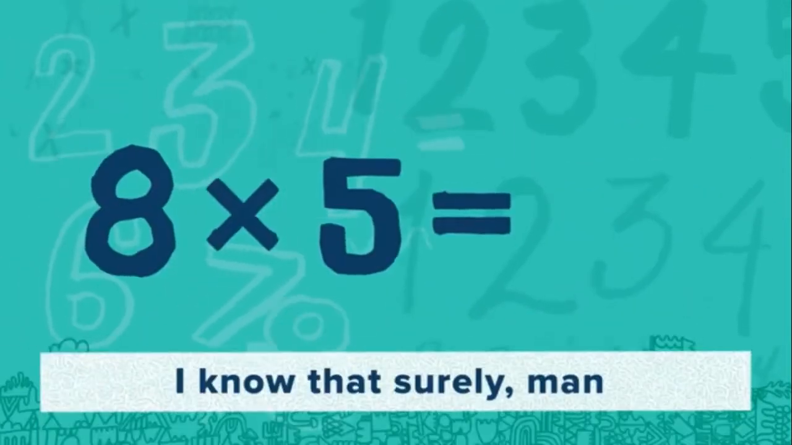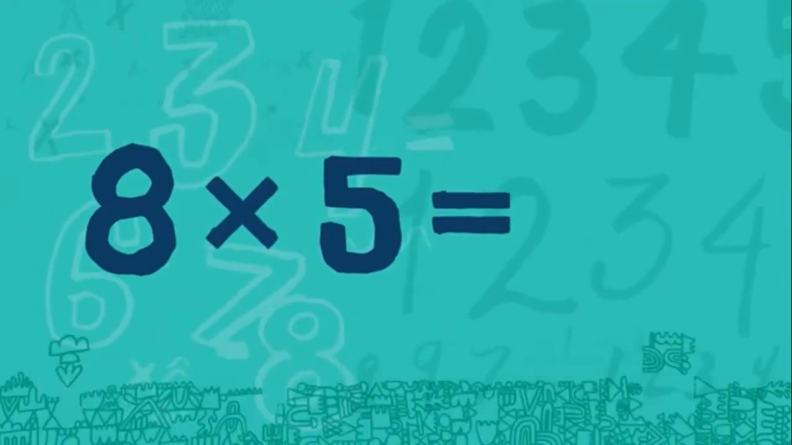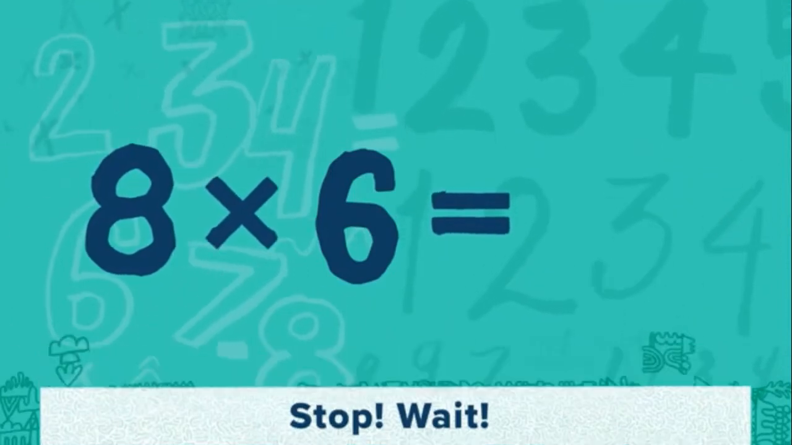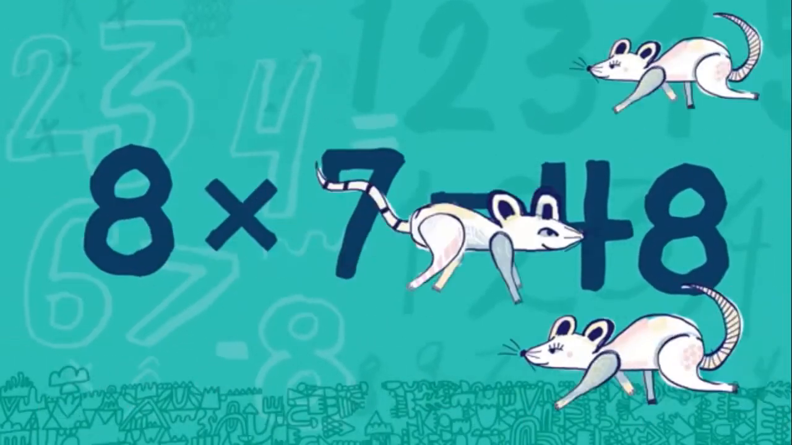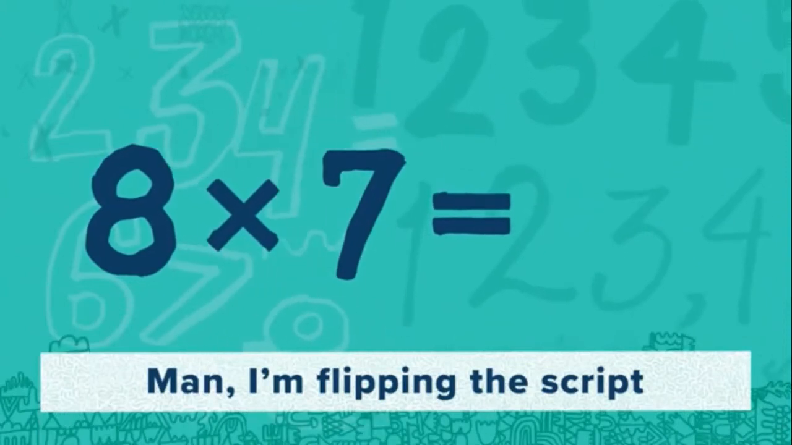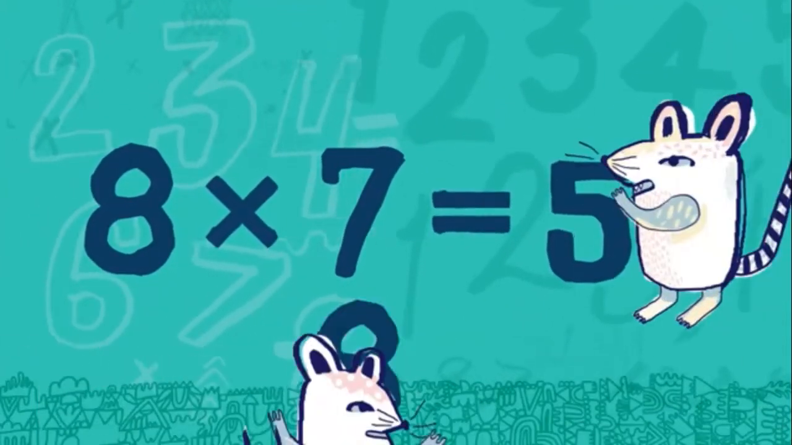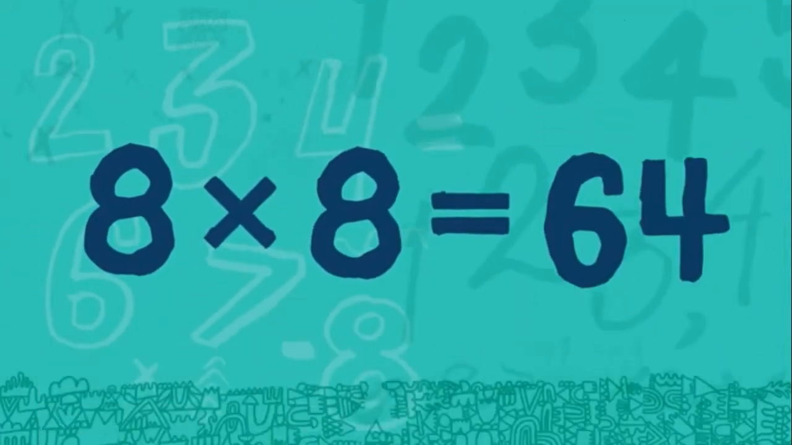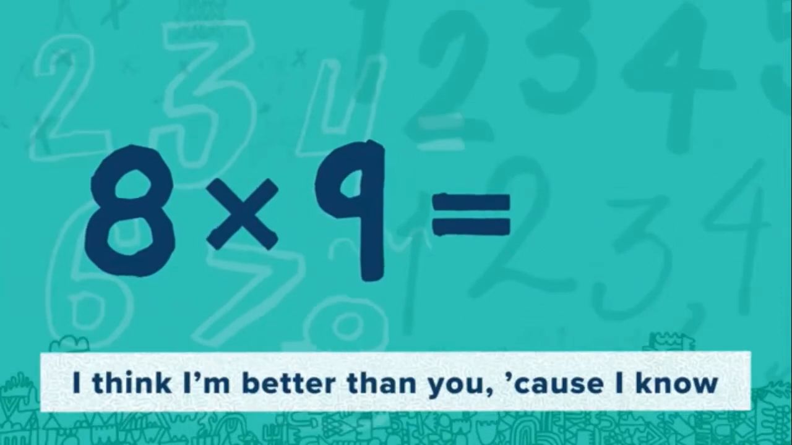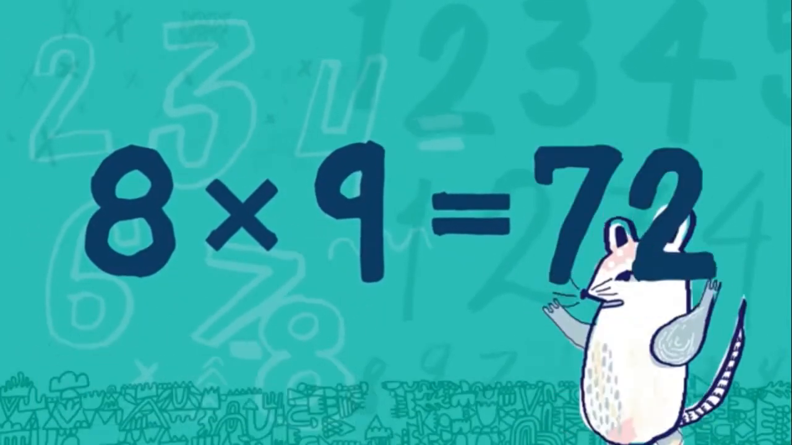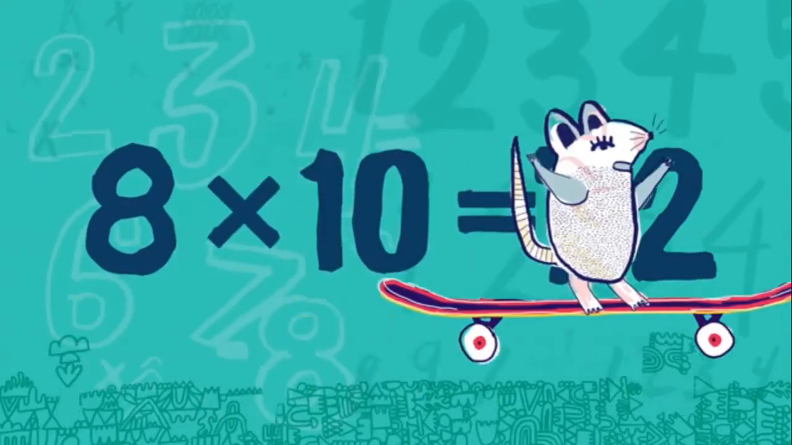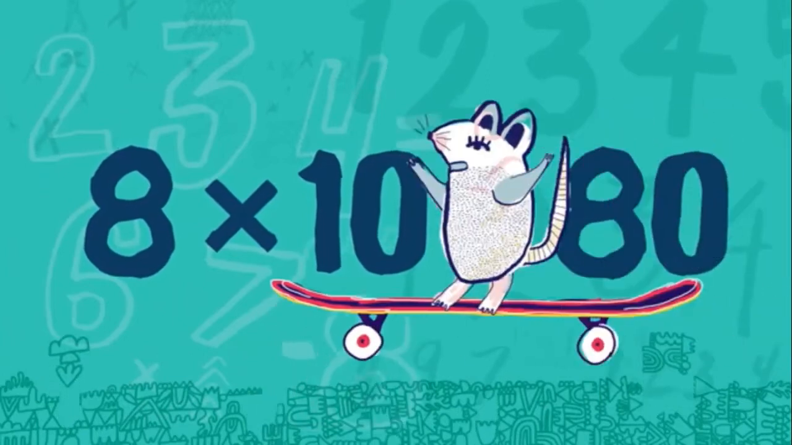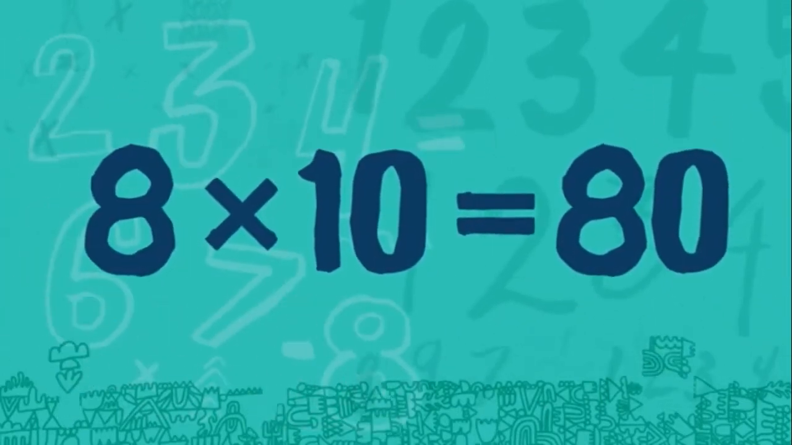So 8 times 5, I know that surely, man. 8 times 5 is 40. 8 times 6, stop, wait. 8 times 6 is 48. 8 times 7, man, I'm flipping the script, because 8 times 7 is 56. 8 times 8, oop, I'm flipping it more, because 8 times 8 is 64. 8 times 9, I think I'm better than you, because I know 8 times 9 is 72. 8 times 10 is easy, easy, because 8 times 10 is 80. What you think about that, Tragic?